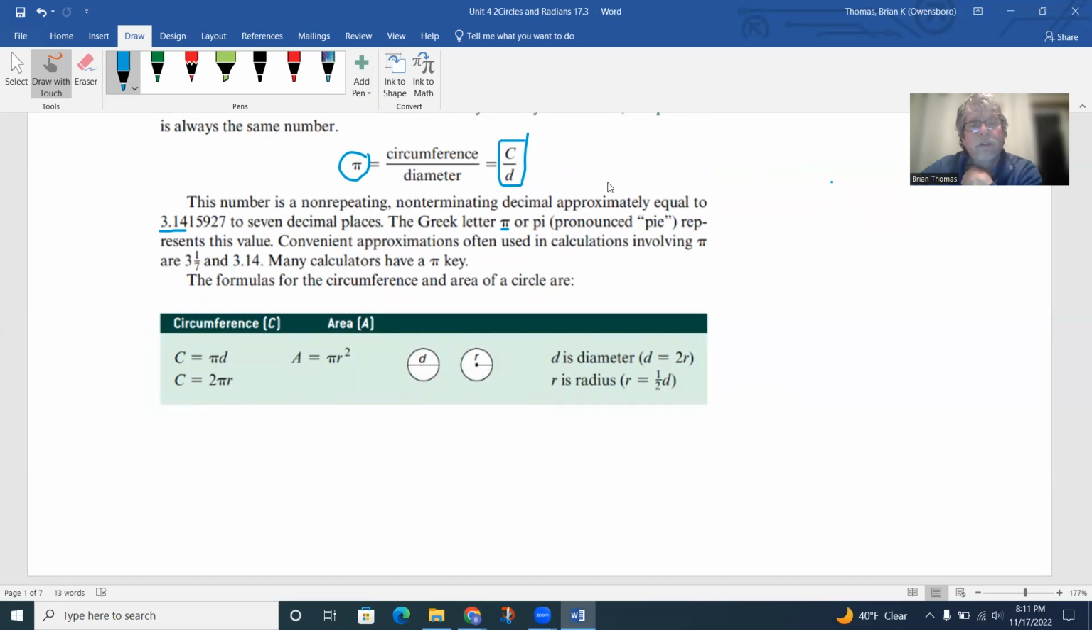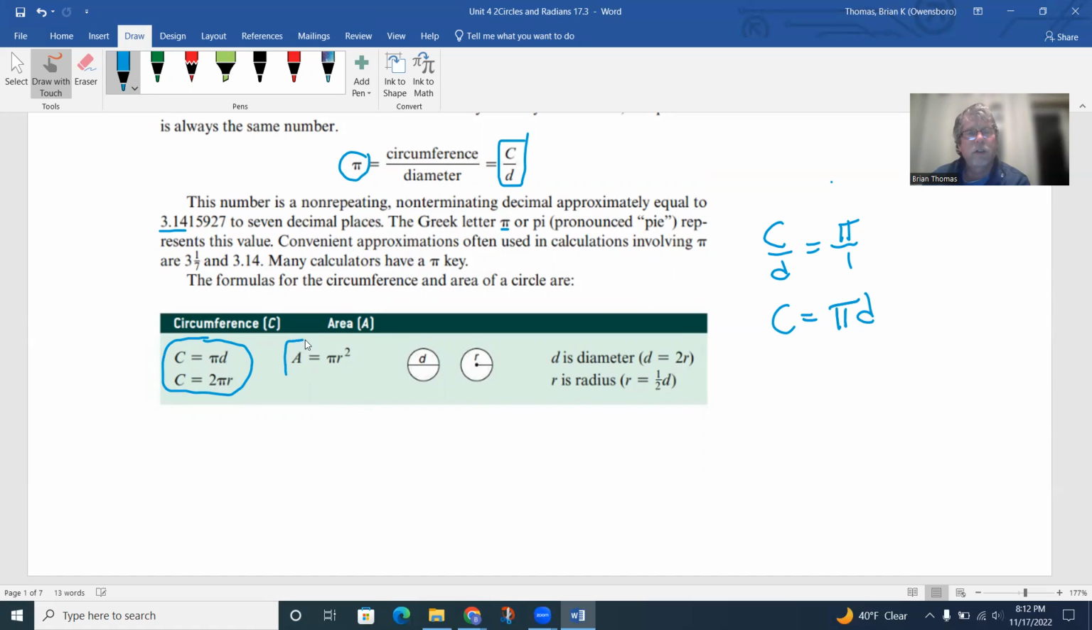Notice, if we have C over D is equal to pi, I can make this a proportion by putting it over 1. With a proportion, we can cross multiply and create this formula: C equals pi times D. We also know, based on our discussion earlier, that the diameter is twice the radius. So there are 2 formulas that we use for circumference: C equals pi D and C equals 2 pi R.